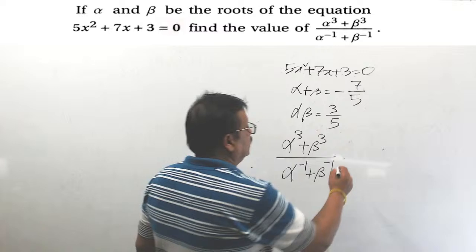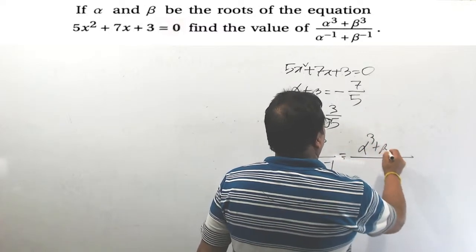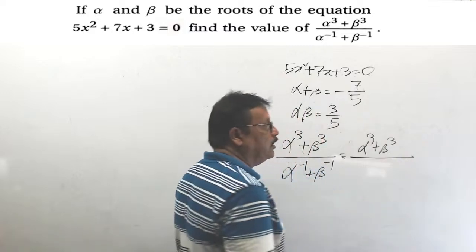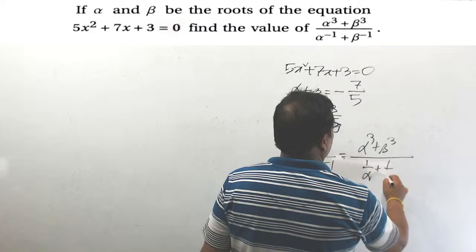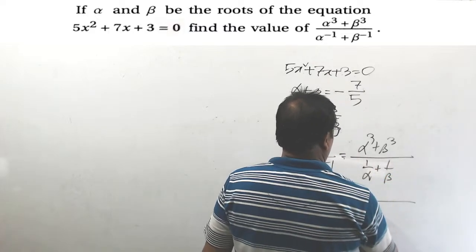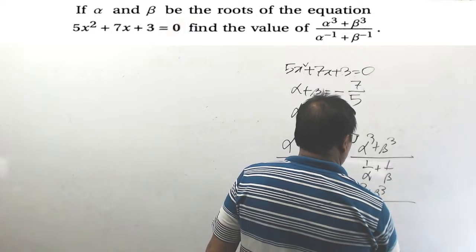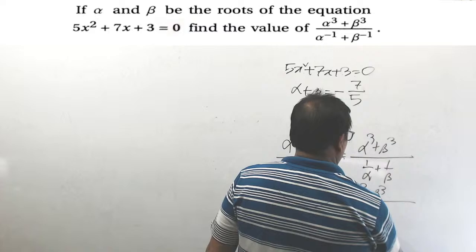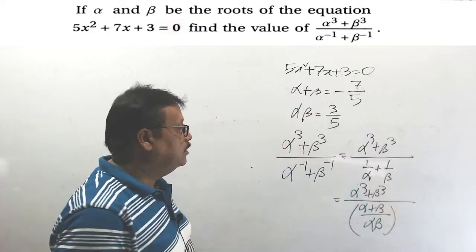What is this actually? This equals alpha cube plus beta cube. You must know the formula for a cube plus b cube. And this is what? 1 by alpha plus 1 by beta. This is equal to what? Alpha cube plus beta cube, and this is equal to alpha beta and alpha plus beta. Understood? This is a simplified form.